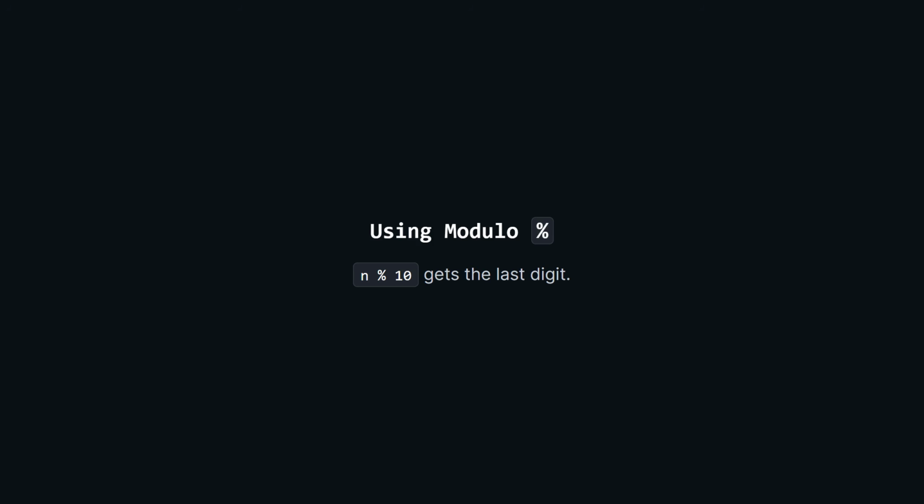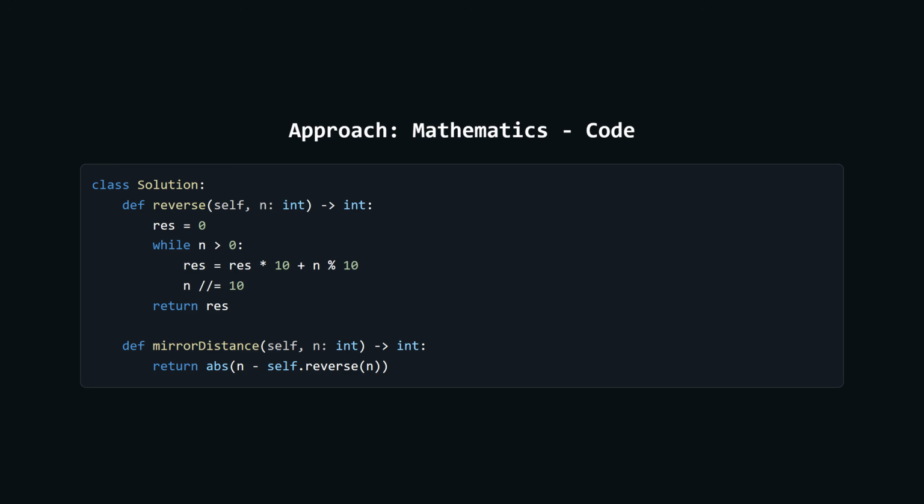To get the last digit of any base 10 number, we can just find the remainder when dividing by 10. We do this using the modulo operator. Once we have that last digit, we need to remove it from our original number so we can move on to the next one. We do this by doing an integer division by 10. Here is the full mathematical approach in Python.